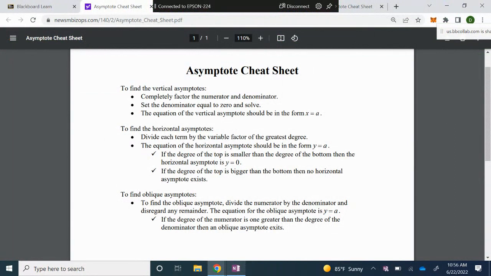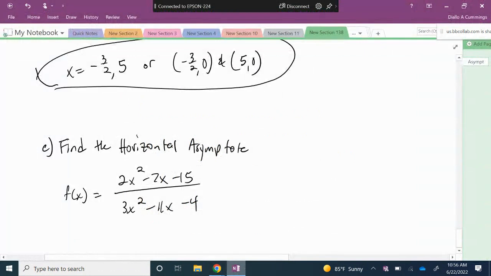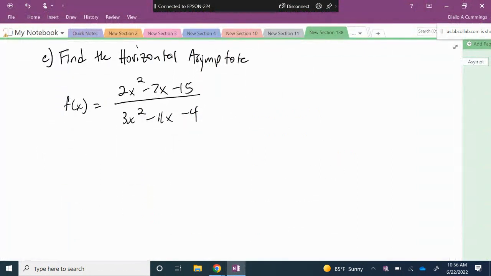And then the second one says if the degree of the top is bigger than the degree of the bottom, then no horizontal asymptote exists. So since the degrees are exactly the same, we're going to apply the bullet points and we're going to divide every term by the variable of greatest degree. If we look at our variable, it's x. The largest power on x is x squared. So we're going to divide everything by x squared.